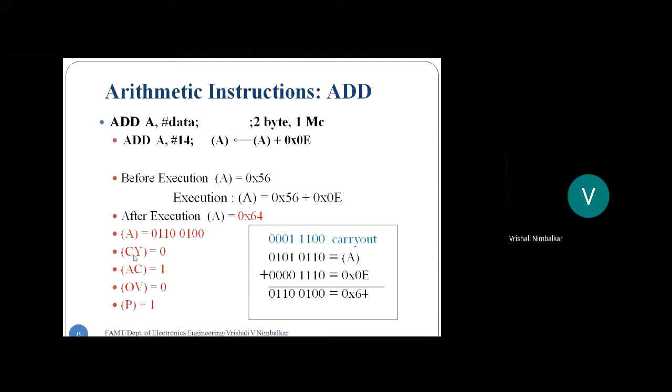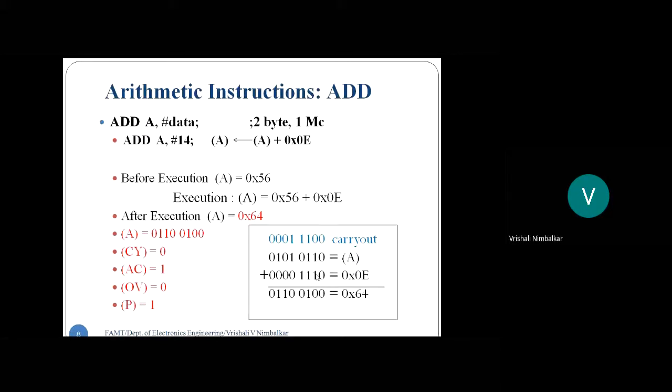Why did this become 0? Why did AC become 1? So see box 1. That addition is shown. What does the accumulator have? The accumulator has 56 hex, so 0101 0110. And this is the data 0E, so 0E is 14, 0000 1110. So 56 plus 0E is getting added. And the blue color shows the carry outs. For the first bit there is no carry, so it is shown as 0. The first bit is 0 plus 0, 0.